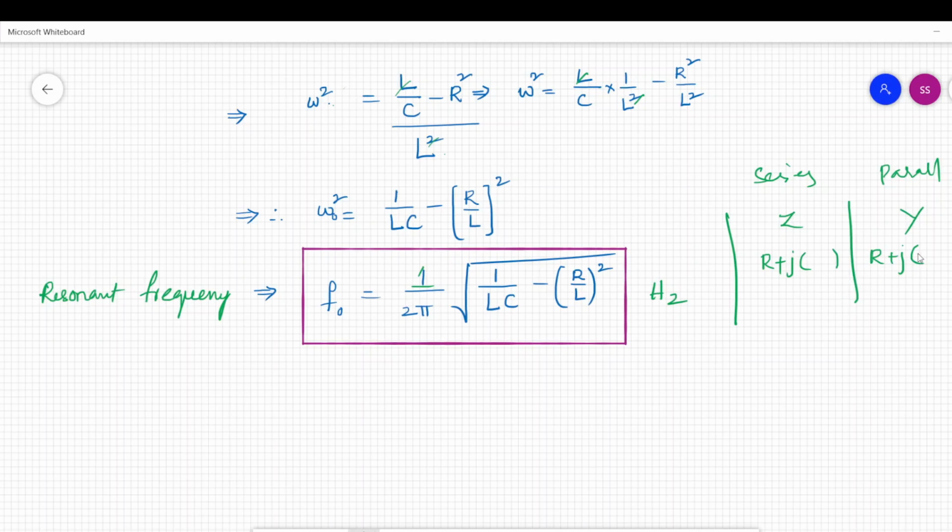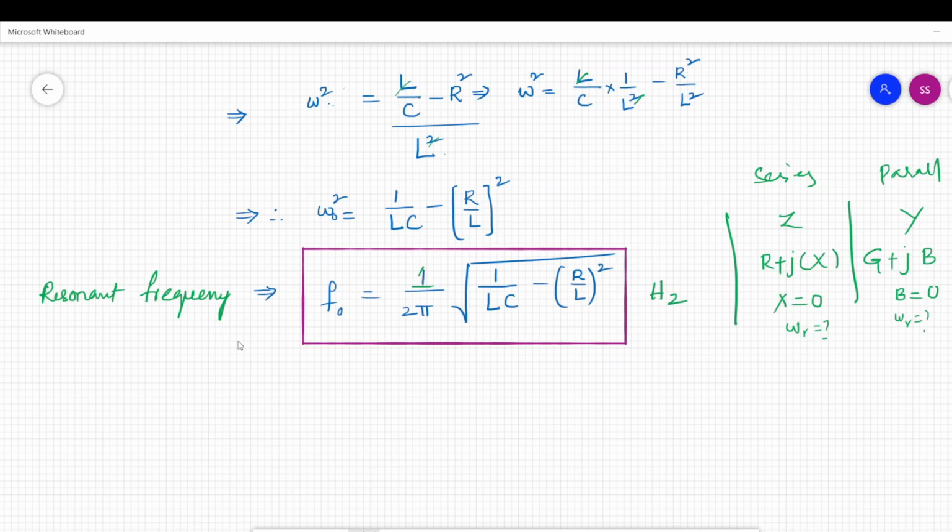So for a parallel circuit we will have G plus jB. For a series circuit you will have R plus jX. You equate X equal to 0 in the case of a series circuit, and you equate B equal to 0 in the case of a parallel circuit. So you get the expression for omega R here. Okay, so this is the method. Now we have to find the resonant frequency here.